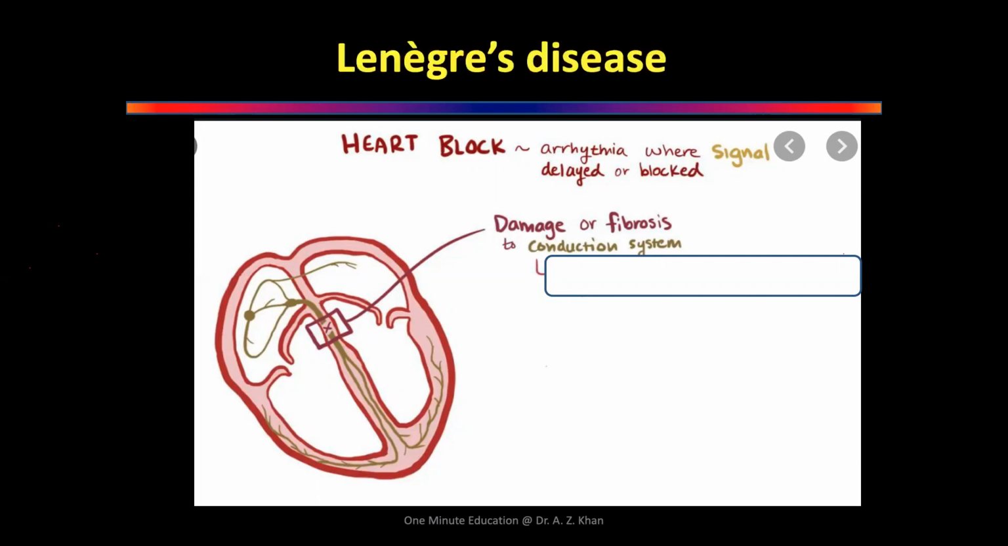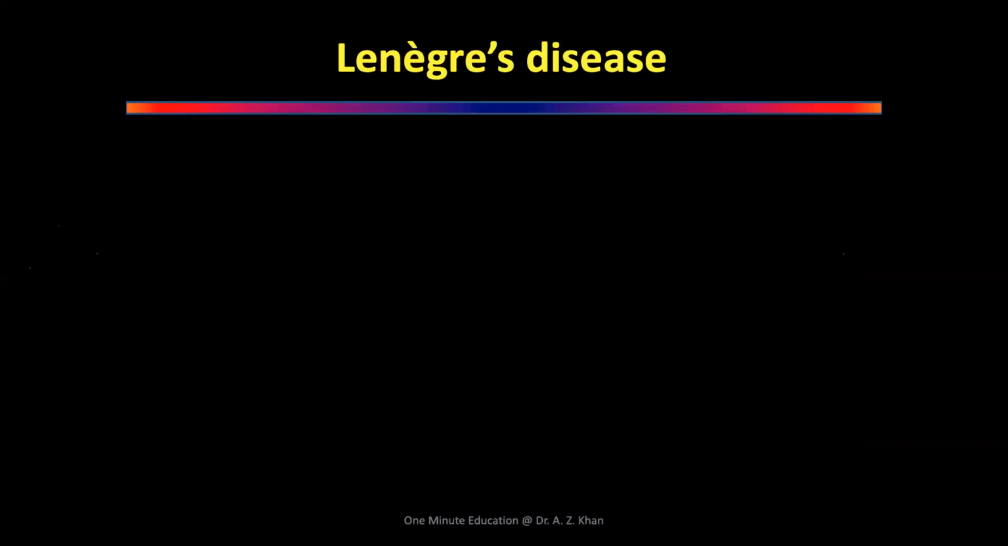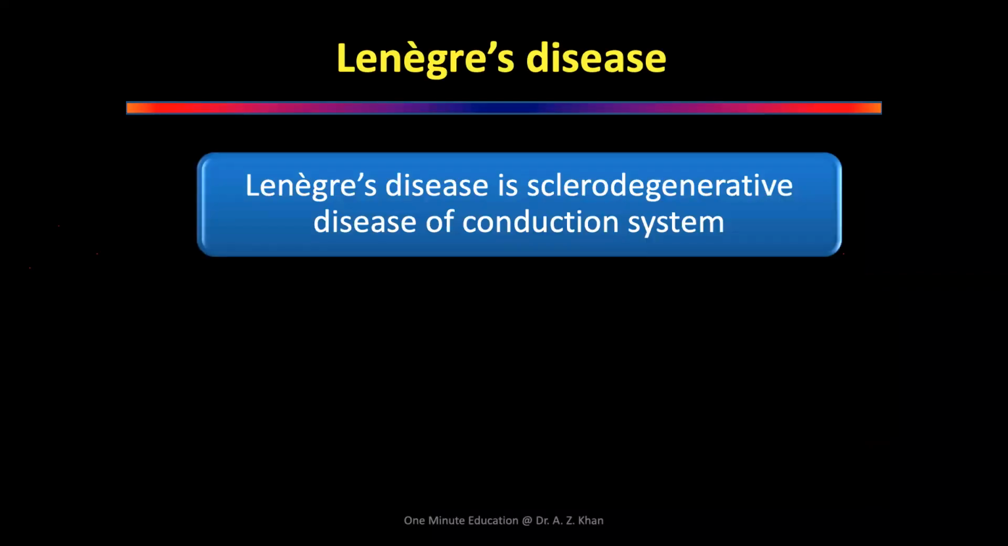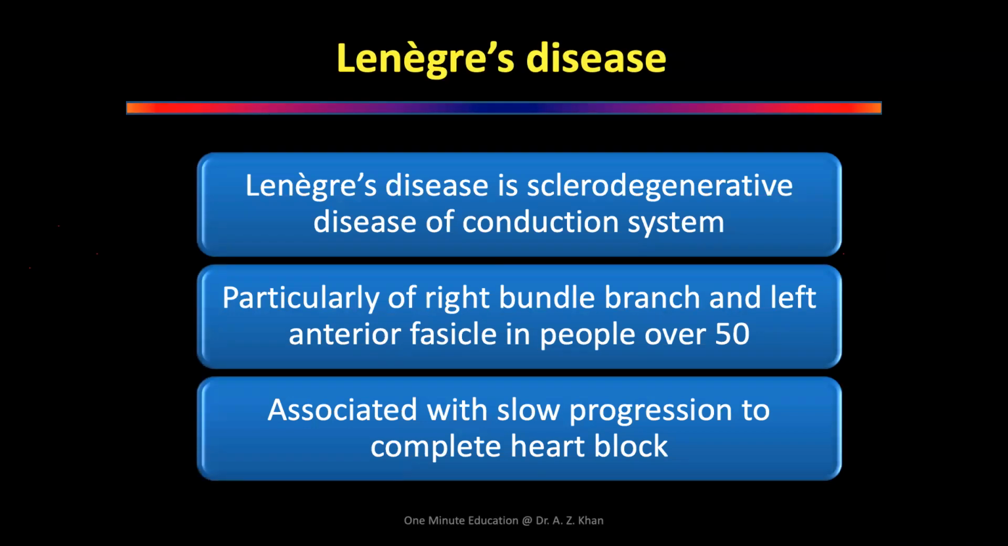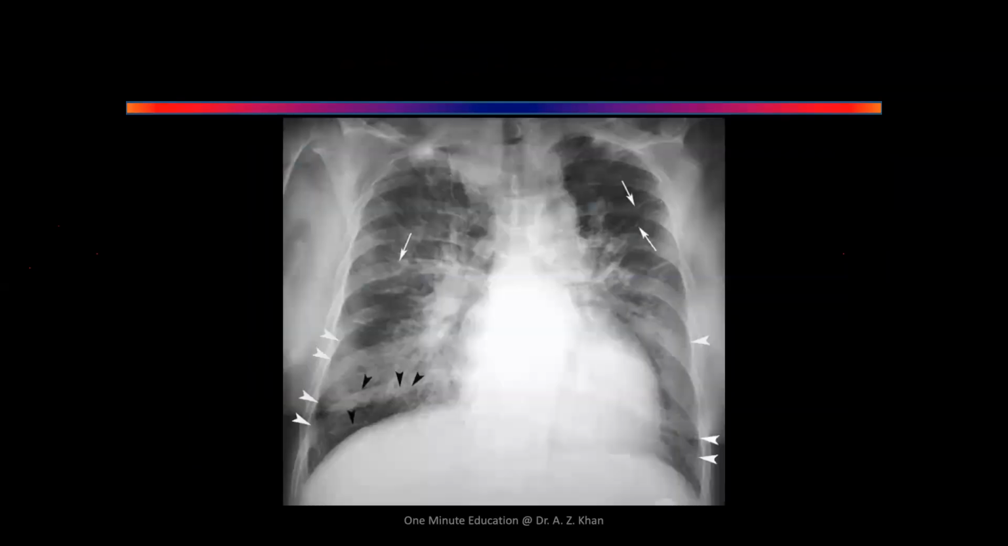Yes, sir. Okay, this is Lenègre's disease, okay? Lenègre's disease is sclerodegenerative disease of the conduction system, particularly when it involves the right bundle branch and the left anterior fascicles in people over 50, okay? And it is associated with slow progression to complete heart block, okay? Lenègre's disease, you must know this.